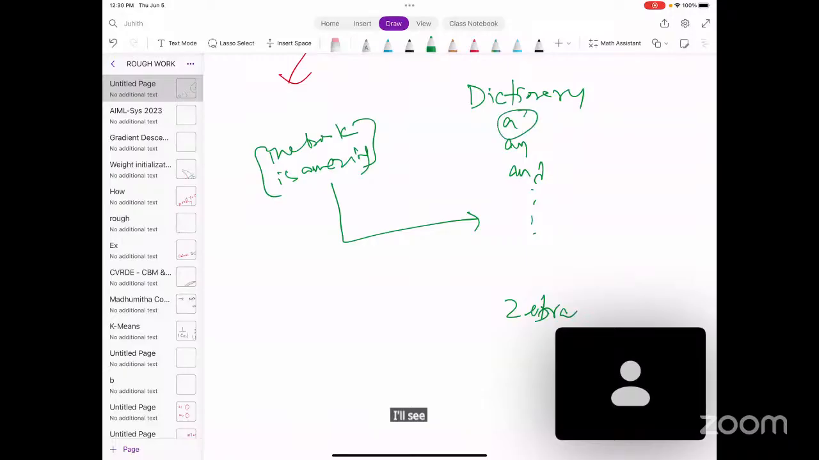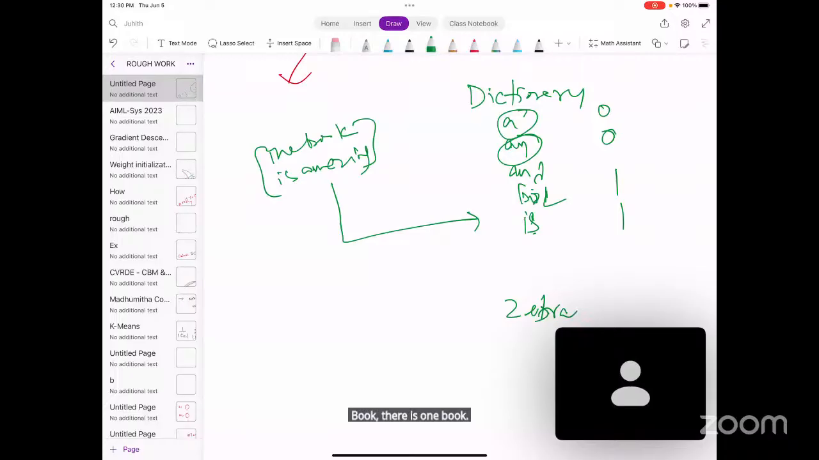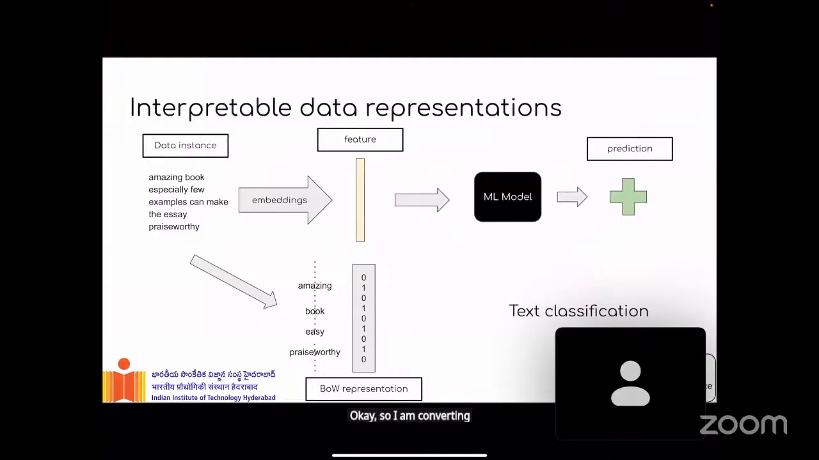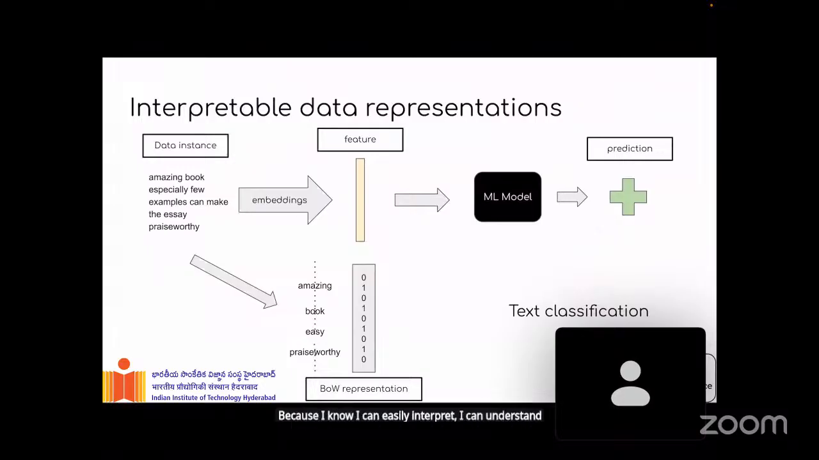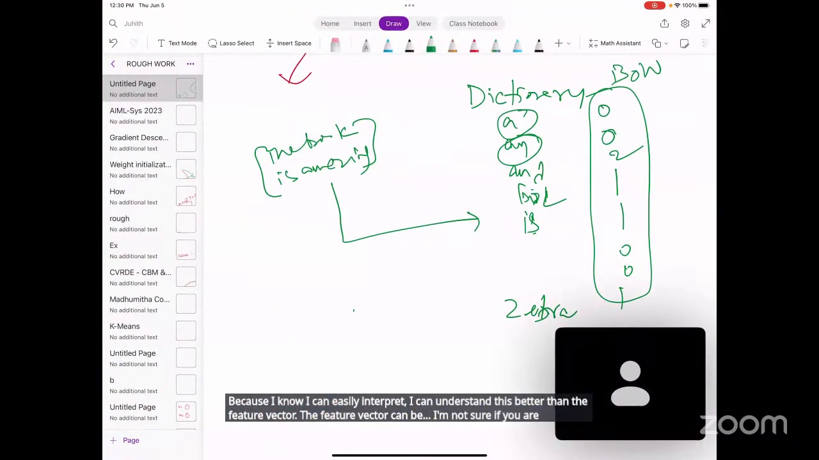I'll see how many A's are there, none. How many An's are there, none. How many E's are there, one. Book, there is one book. Like this, it is essentially a histogram of the words. Okay, is it clear what bag of words representation is? Yes, sir. Okay, so I am converting the input into this form. Why do I do that? Because I can easily interpret and understand this better than the feature vector. The feature vector can be, I'm not sure if you are aware, word2vec.